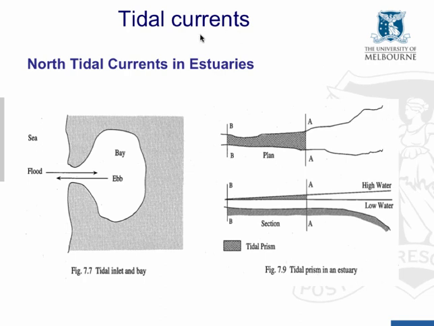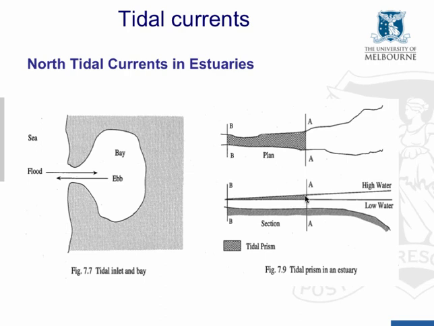Similarly, in an estuary, we have the flood and the ebb as sea level rises and falls, and water moves in and out of the estuary. And there's some point up the estuary where the tidal influence can't penetrate any further. At this point, the water level remains stationary through the tidal cycle. As we move downstream, we get a rise and fall with the tidal range. And this area in here, the dashed area, is referred to as the tidal prism. This AA denotes the entrance to the estuary, and B is the upstream extent of the tidal effect.